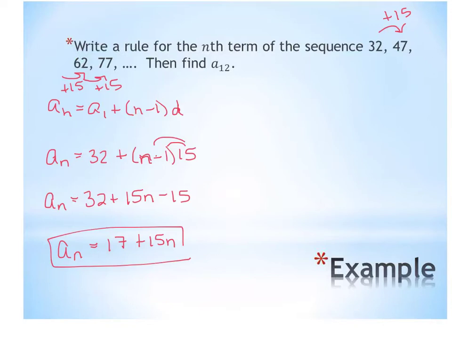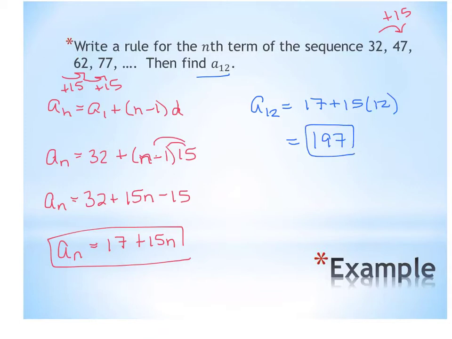And then specifically it wants us to find a sub 12. So a sub 12 is going to be 17 plus 15 times 12 because we made n be 12. And punch that into a calculator, we get 197. There is the 12th term.